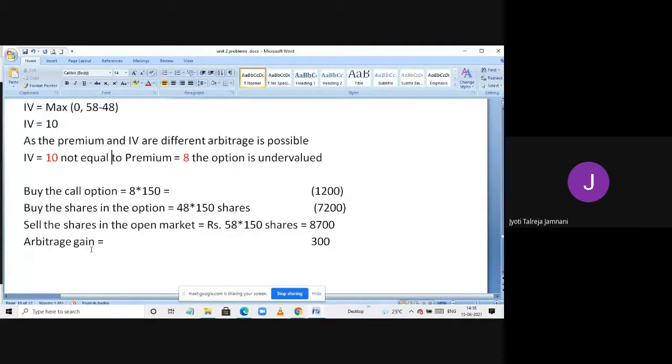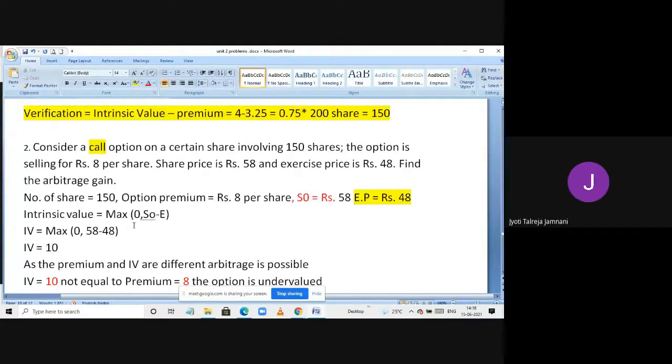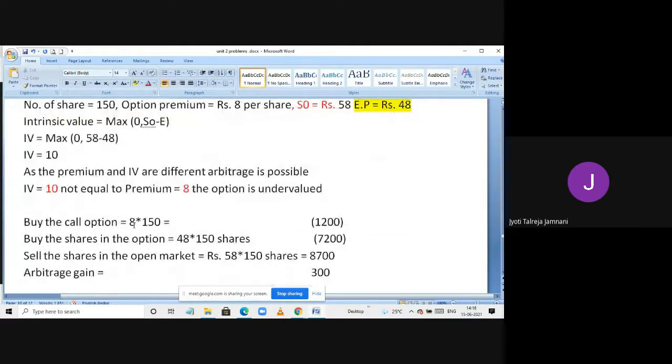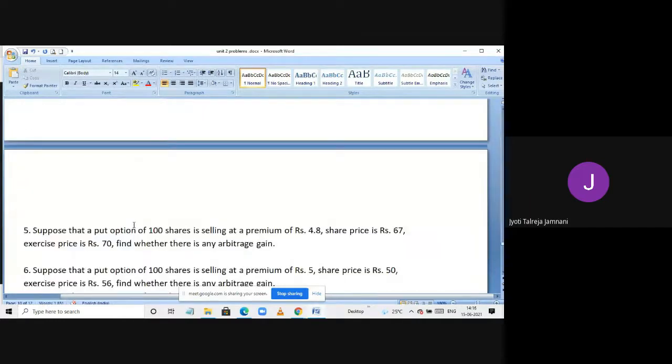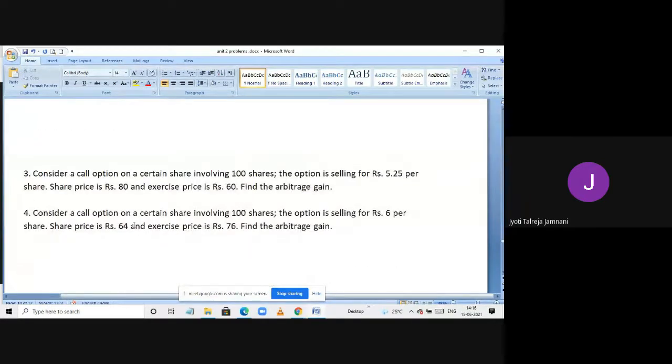Is that okay, all of you? Yes, ma'am. I'll do one more sum, that is the third one. And the fourth is also a call option. I want you all to do it on your own. Will you try?